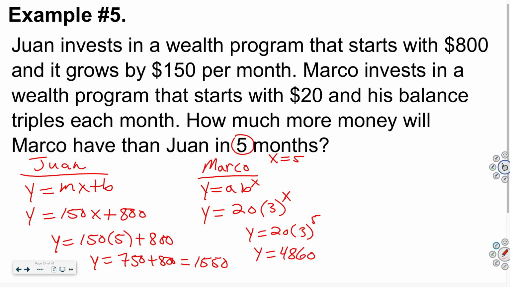Then you'll subtract them, because it says how much more money will he have. 4860 minus 1550. So 3310 is how much more. So you have to find both and subtract if you want to find out how much more Marco will have than Juan.